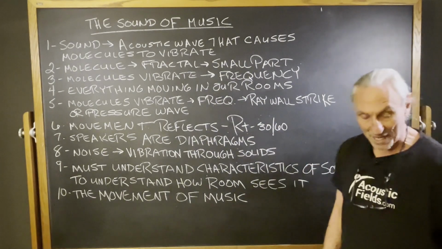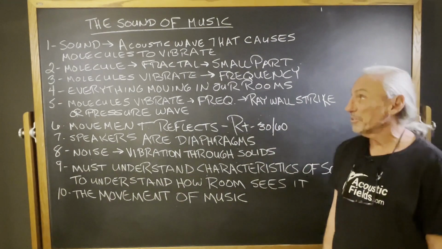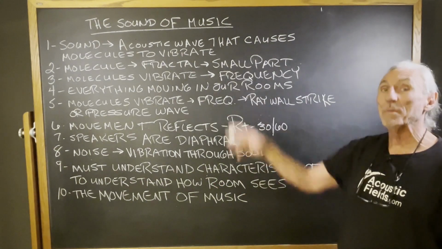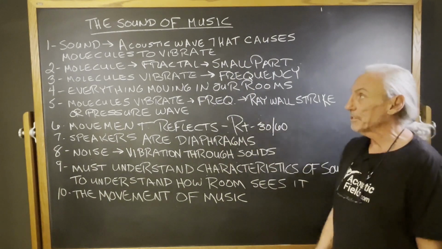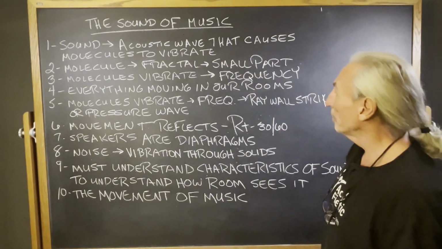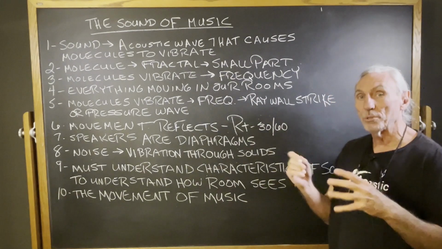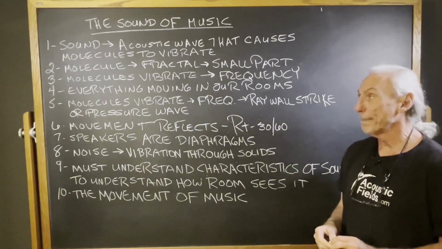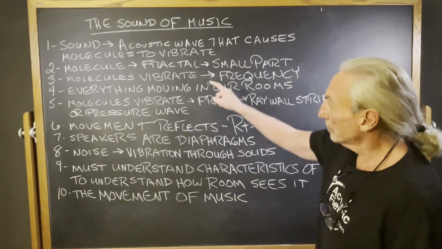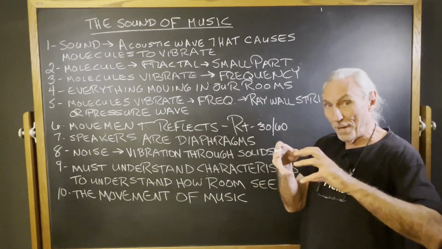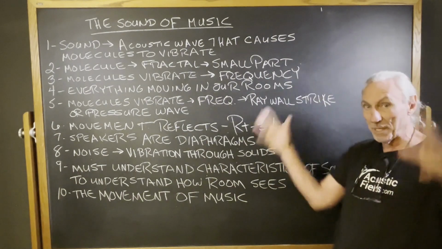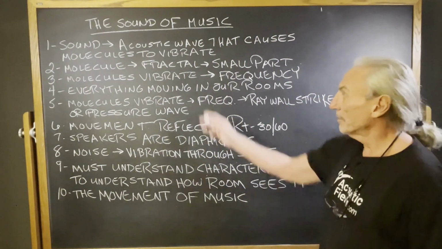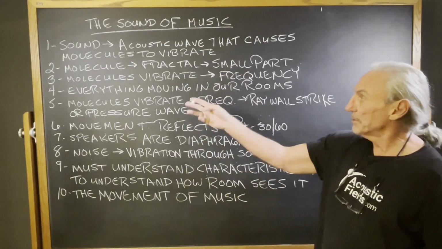Today we're going to talk about the sound of music. Not actually the sound of music, but a little bit behind the sound. We're going to look at a little bit below the surface area. So sound, it's an acoustic wave that causes the molecules in the air to vibrate, right? Okay. So a molecule is a small part of everything. We could call it a fractal. So it's a really tiny piece of a big picture, right? So the molecules vibrate, produce frequency.